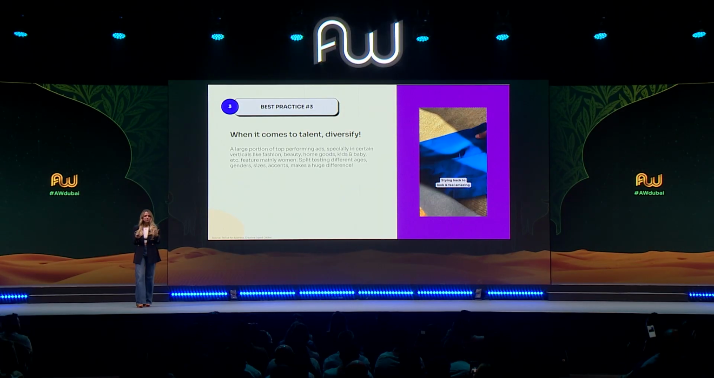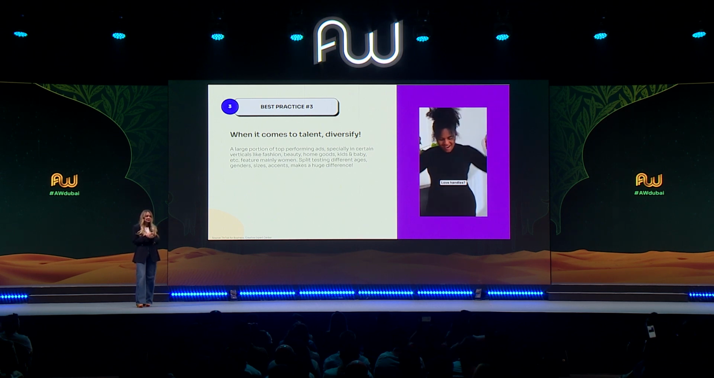And when it comes to talent, diversify. So a large portion of the top performing ads, especially in certain verticals like fashion, beauty, home, focus only on women. But split testing the ages, the genders, the sizes, the accents actually makes a huge difference. And it's a really easy way as well to help you scale. So if you found an ad that's working, you can take that script and literally just recreate it with as many different faces as you can, and it will allow you to resonate with different people.